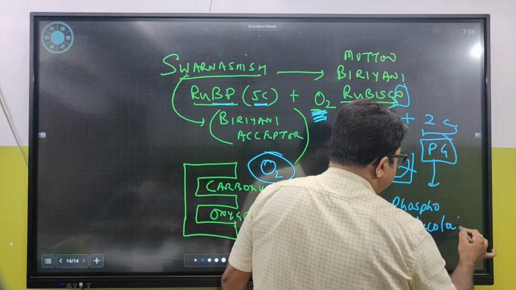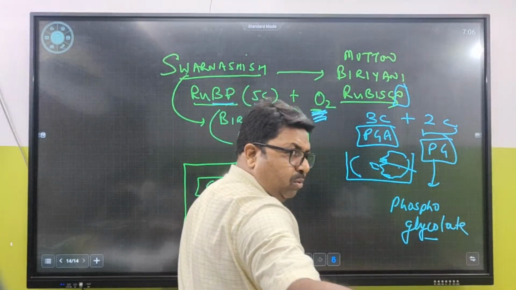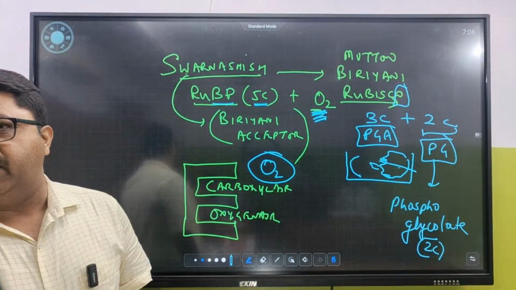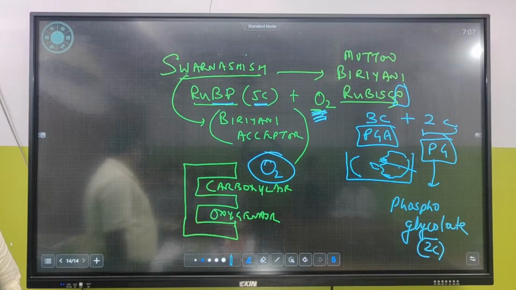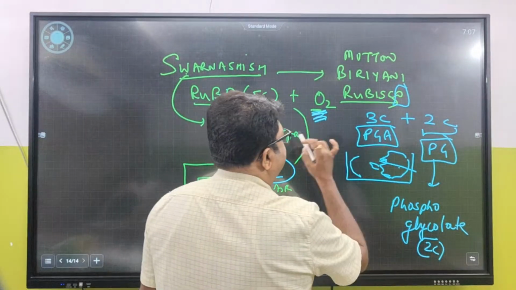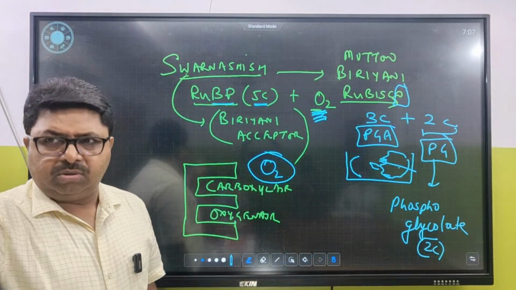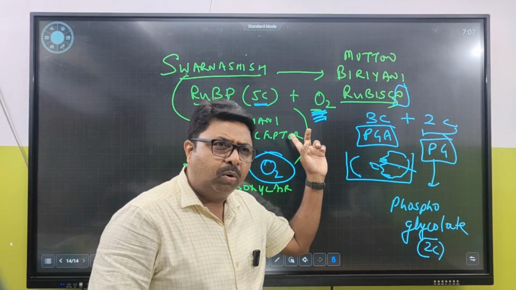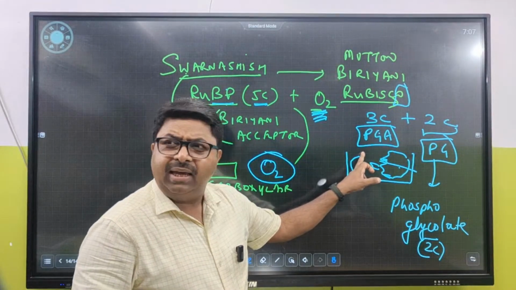Phosphoglycolate. This two carbon compound is phosphoglycolate. তাহলে তুই কটা কার্বন কম্পাউন্ড? তুই 5টা কার্বন কম্পাউন্ড, তুই ভেঙে গেছিস কিসে? 3টে কার্বন কম্পাউন্ড, PGA। What is PGA?